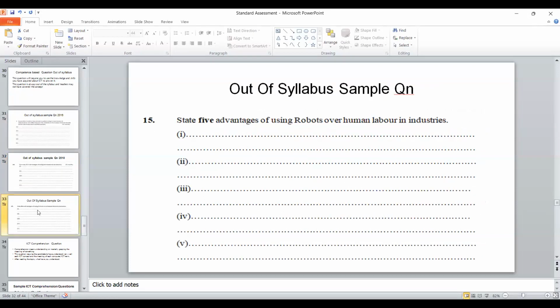Then I can give you another sample question. That one says: state 5 advantages of using robots over human labor in industries. We don't cover that. But the questions are testing the learner's ability of reasoning. But they have a limit. You find a paper is in this format only. All the questions are testing the learner's ability of reasoning, all of them. 20 questions.